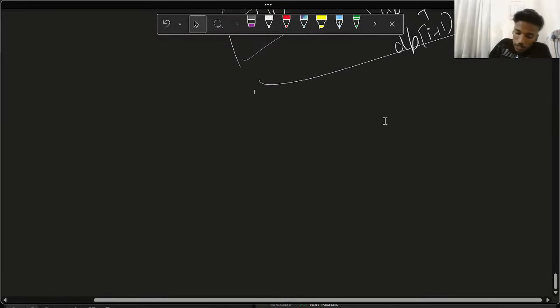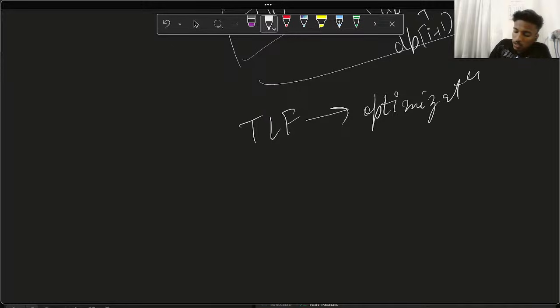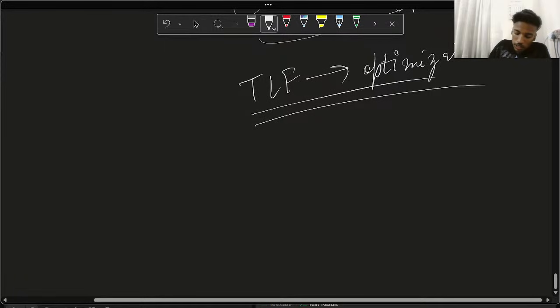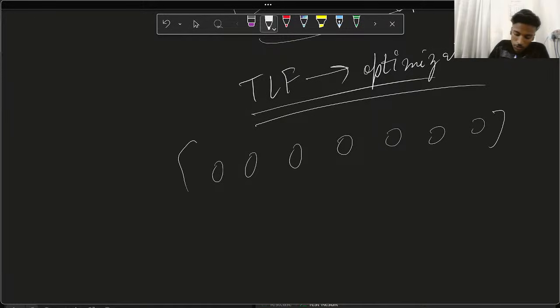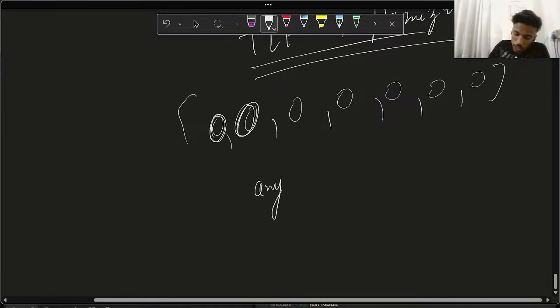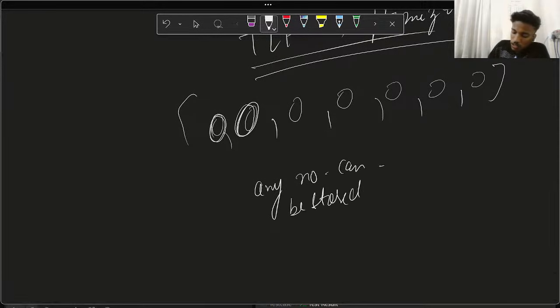So since we know it gave TLE, what can be our optimization? So see carefully. What I saw was, do I need to actually store this full thing, the power of all elements? Do I actually need to store the power of all elements? Think in terms of number theory. We know that any number can be stored in terms of prime factors. In terms of prime factors, correct?